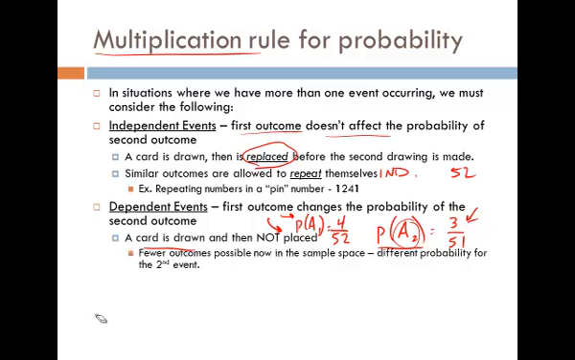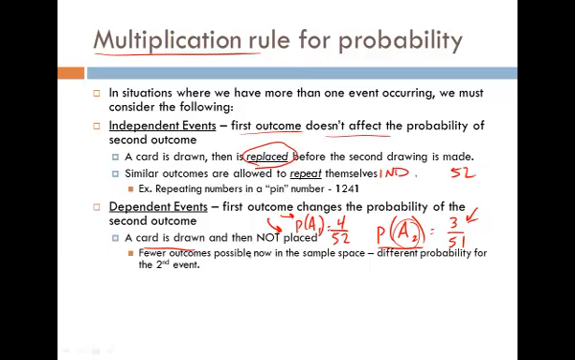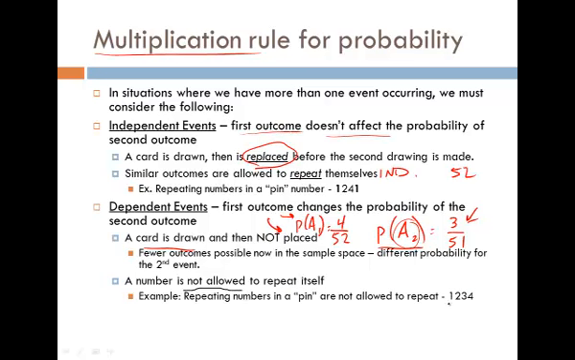Okay, there's fewer outcomes possible now in the sample space, which indicates there's going to be a different probability for the second event, just like we said. Now, what if a number is not allowed to repeat itself?